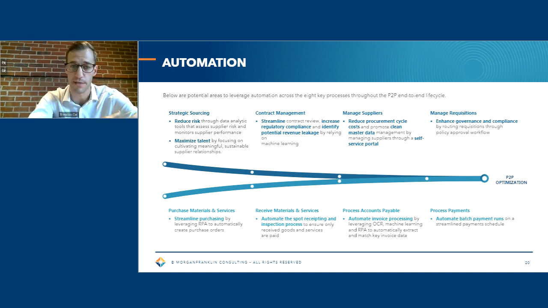So RPA can take that requisition, it can automatically create the PO and send it for approval. And then workflow, RPA, and OCR together can streamline AP processing, right? You can do the automated matching system and stage payments for payment by their due date, which is going to help maximize working capital. So when you take all of these automation opportunities together, you can drive some pretty significant optimization across the end-to-end P2P cycle.